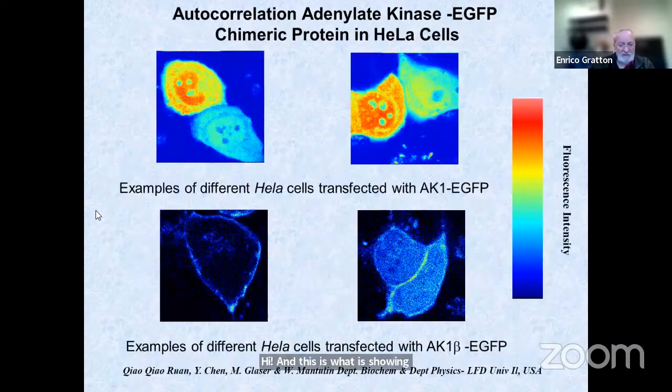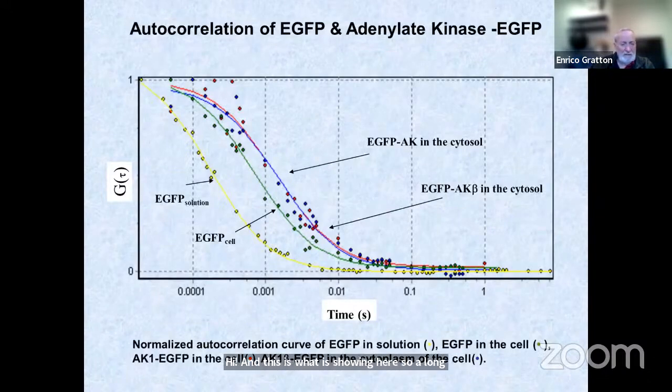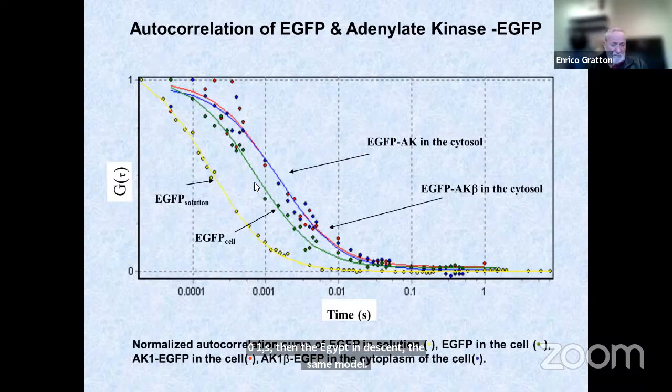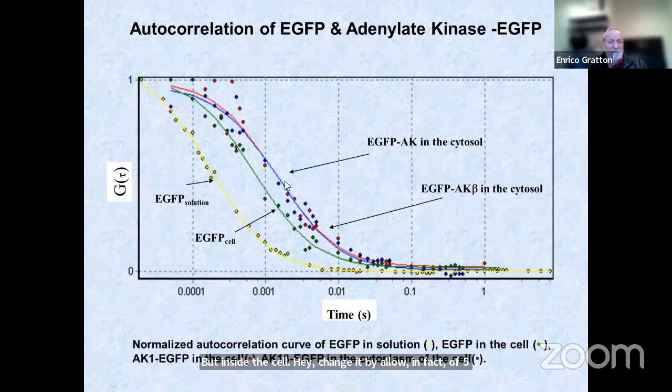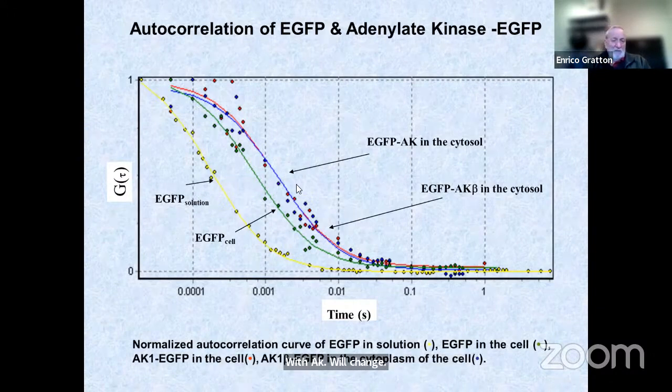The longer the time it takes, you will have EGFP in solution, which has a time constant of more or less 0.01 second. Then EGFP in the cell, the same molecule but inside the cell, changes by about a factor of 5 in diffusion. And if you have EGFP with AK1, it changes further because it is a larger molecule, and so on. So you can see that something strange is happening. GFP in solution moves faster, so it reaches the same correlation function in a shorter period of time than if you have motion inside the cell.